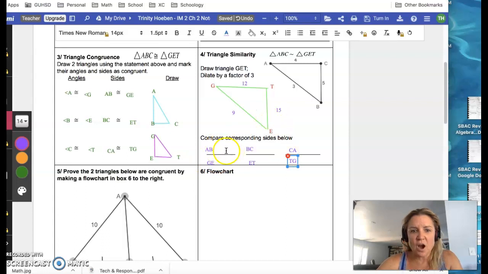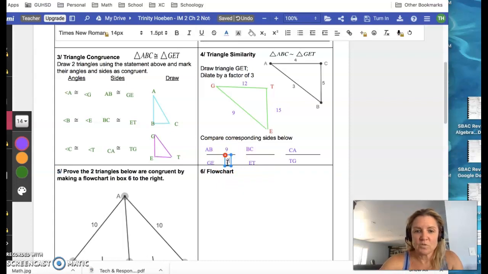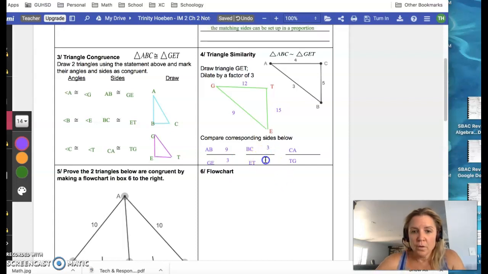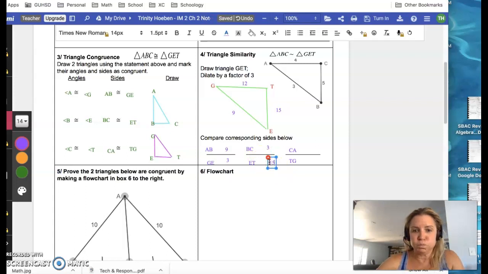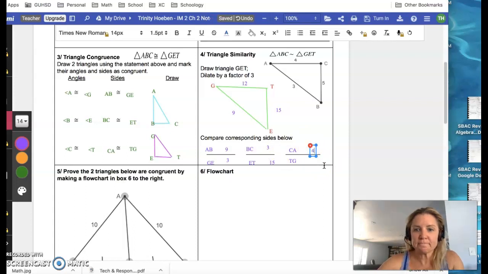And then we're just going to squeeze in our measurements. So that's going to be 9 to 3. So I'm using the line they gave me as my fraction bar. BC is 3 to 15, okay. C to A is 4, and T to G is 12.